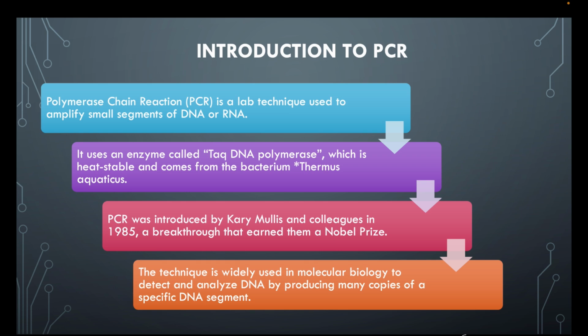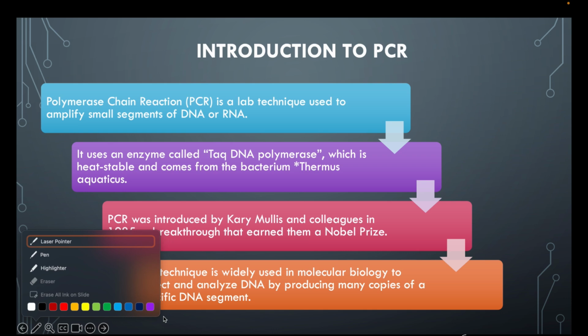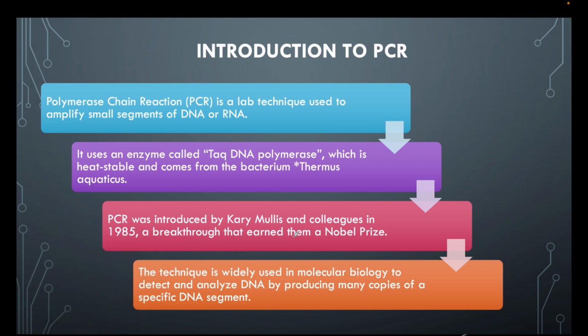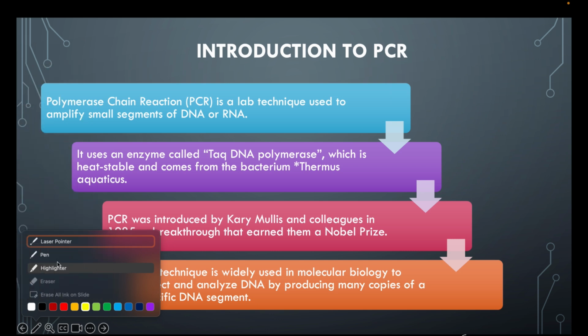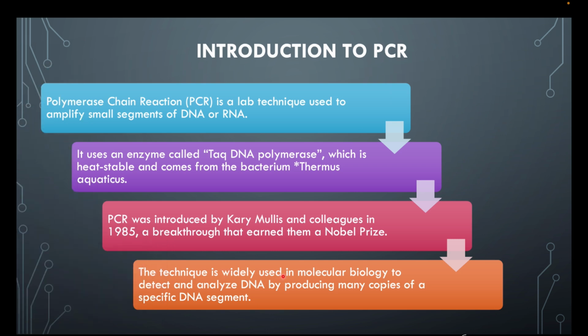It uses an enzyme called Taq DNA polymerase, which is heat stable and comes from the bacterium Thermus aquaticus. PCR was introduced by Kary Mullis and colleagues in 1985, which was a breakthrough that earned them a Nobel Prize. The technique is widely used in molecular biology to detect and analyze DNA by producing many copies of specific DNA segments.